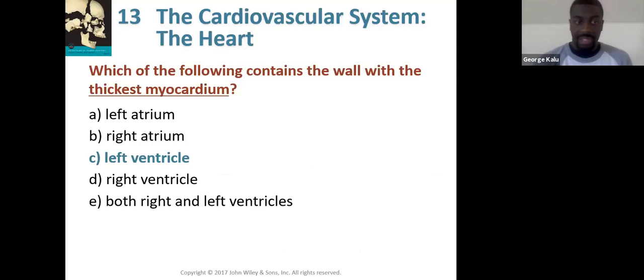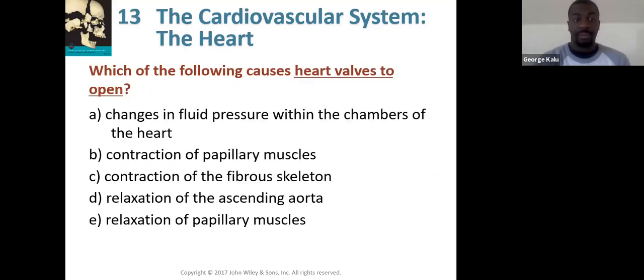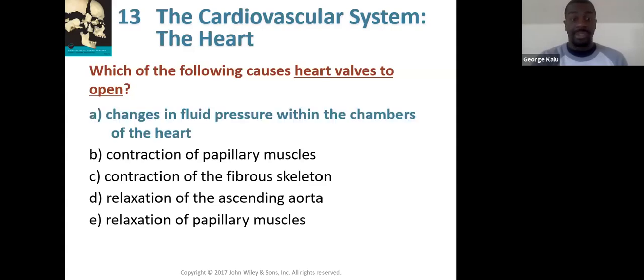Next question is, which of the following causes heart valves to open? A, changes in fluid pressure within the chambers of the heart, B, contraction of the papillary muscles, C, contraction of the fibrous skeleton, D, relaxation of the ascending aorta, or E, relaxation of the papillary muscles. Just take a minute. Your answer should be A. Changes in the fluid pressure within those chambers of the heart is going to allow those valves to open.